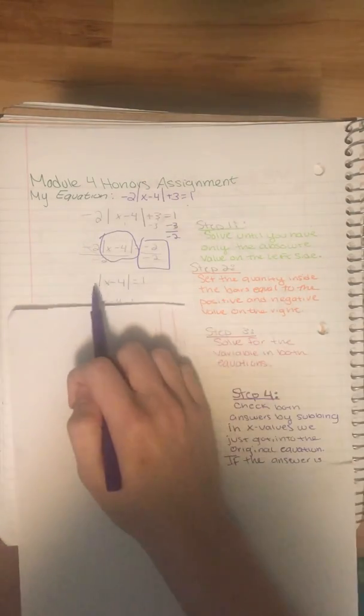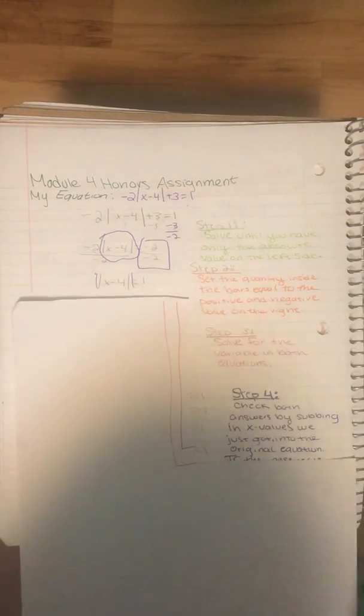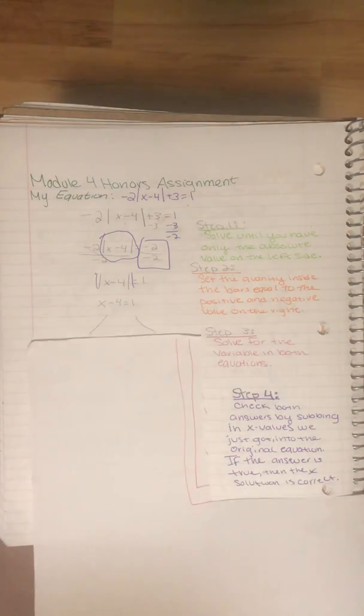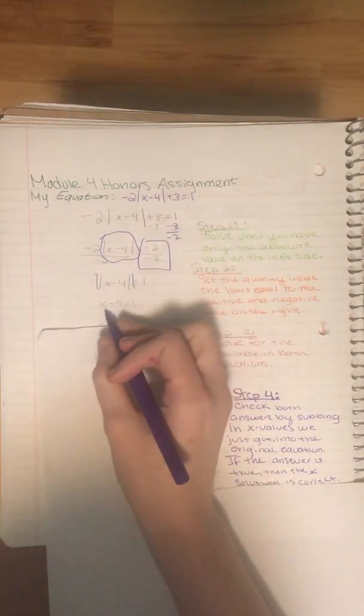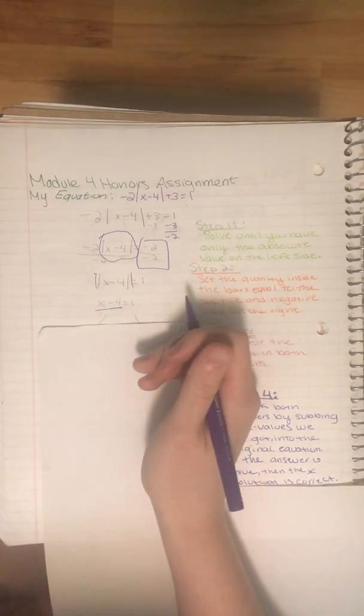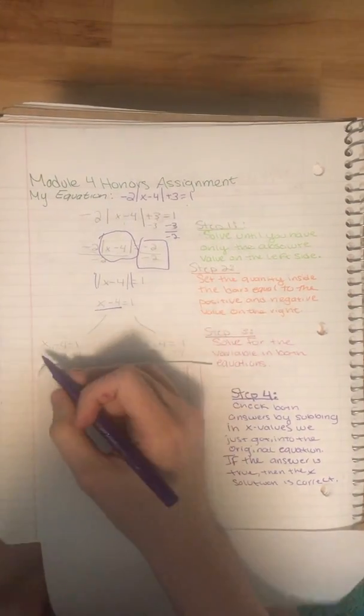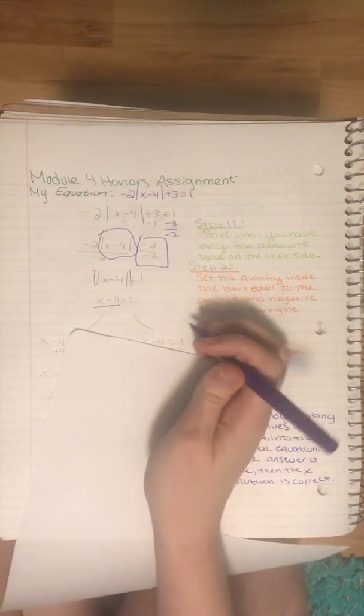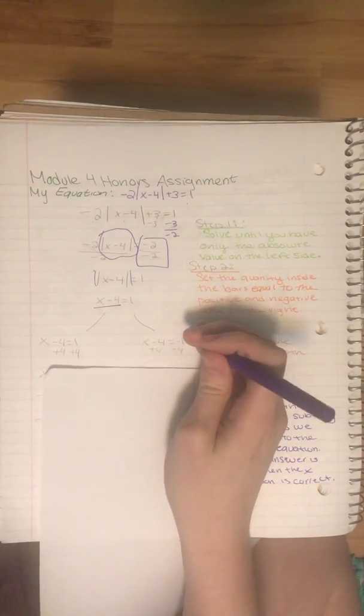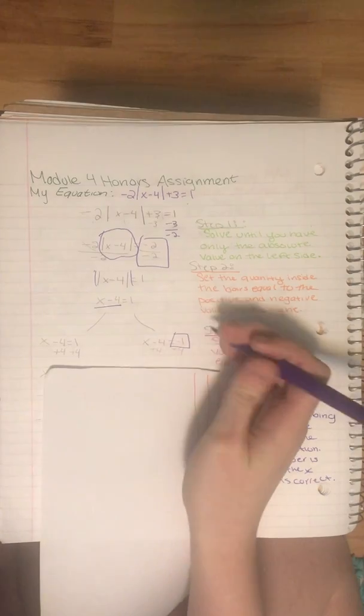Now, step 2: the quantity inside the bars, so this bit here, these are the bars, equals the positive and negative value on the right. So we're going to do x minus 4, which is no longer the absolute value, we just have it here without the bars, equals 1. So we also have the negative version of this, which is x minus 4 equals -1, as you can see here. And then we have the positive one over here.